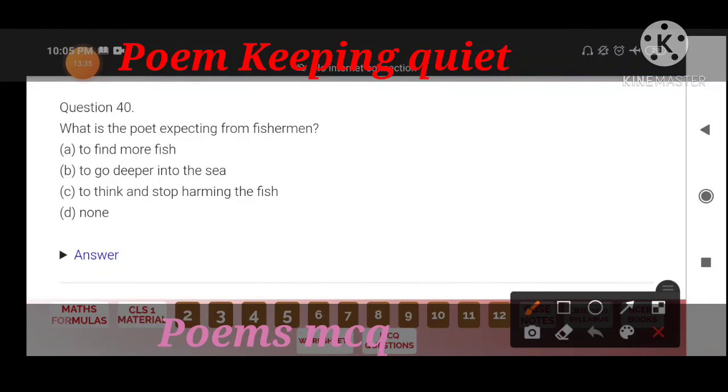14th one, what is the poet expecting from fishermen? To find more fish, to go deeper into the sea, to think and stop harming the fish, or none. So the answer is to think and stop harming the fish. So this one is the MCQs from the poem number 3.